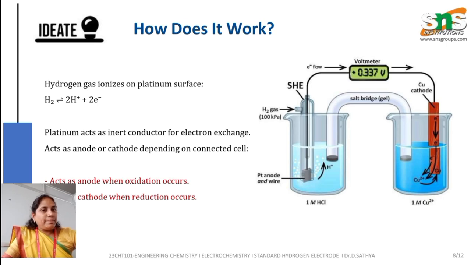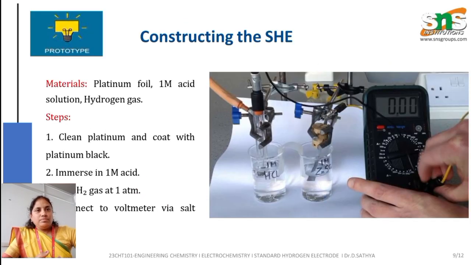So these five points are important. Number 1, how to choose the metal: platinum metal. Point 2, platinum black to absorb hydrogen effectively. Point 3, constant hydrogen gas pressure is maintained at 1 atmospheric pressure. Fourth point, we use a strong acid, that means 1 molarity HCl solution. And number 5, the setup is easily connected with other electrodes. So these points are very important for the ideate phase. That's why we are using platinum.